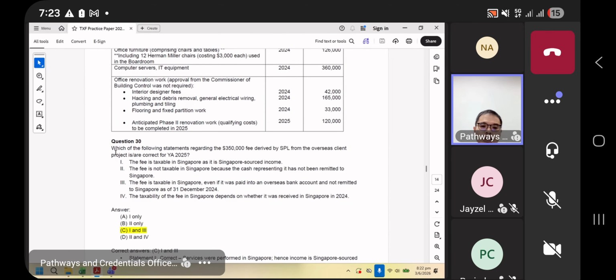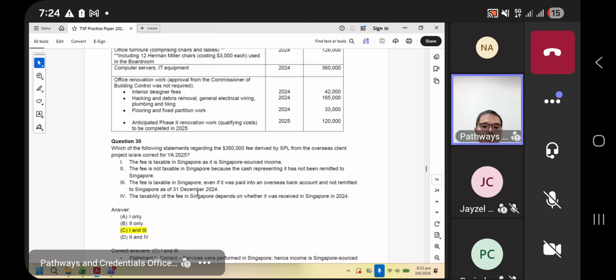Okay, so the first part is, which of the following statements regarding the 350,000? Okay, this 350,000 is the company trading income. So when you remember just now, as we talked about trading income, even though the customer is based outside of Singapore, and the money is not received in Singapore, because this is your trading income, it will be deemed as Singapore source and accrued in Singapore.